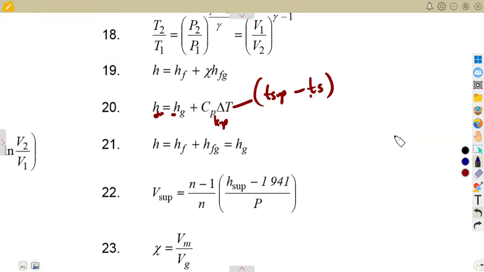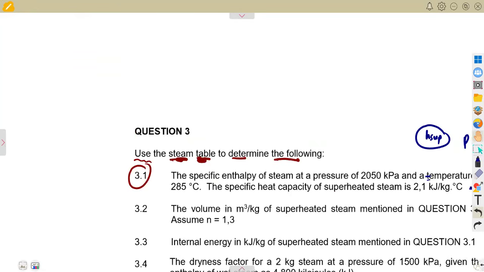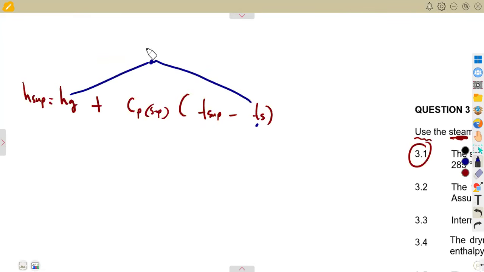We are given a pressure of what? All right, look here. I'm thinking that is on another page. It's from the same page here. At this pressure of 2050 kilopascal, what is the value of Ts there? And what is the value?